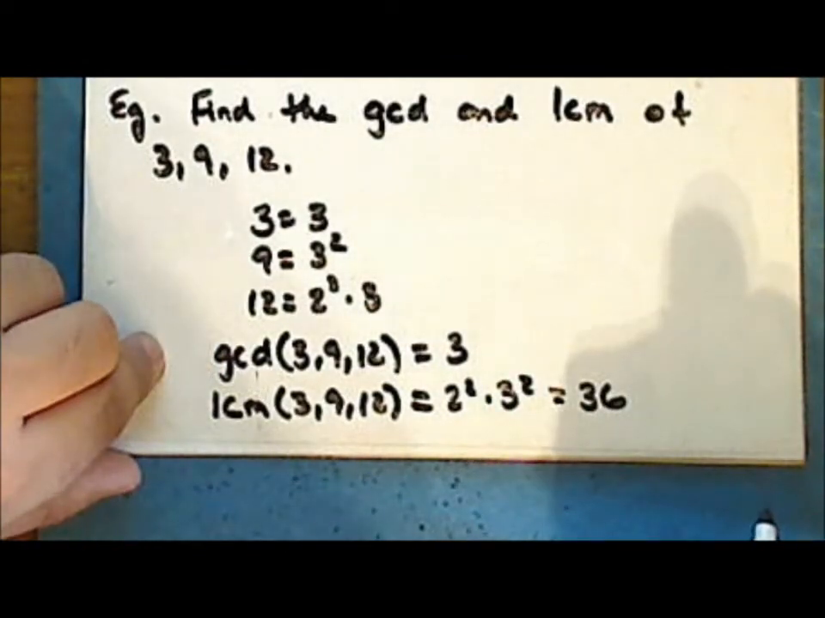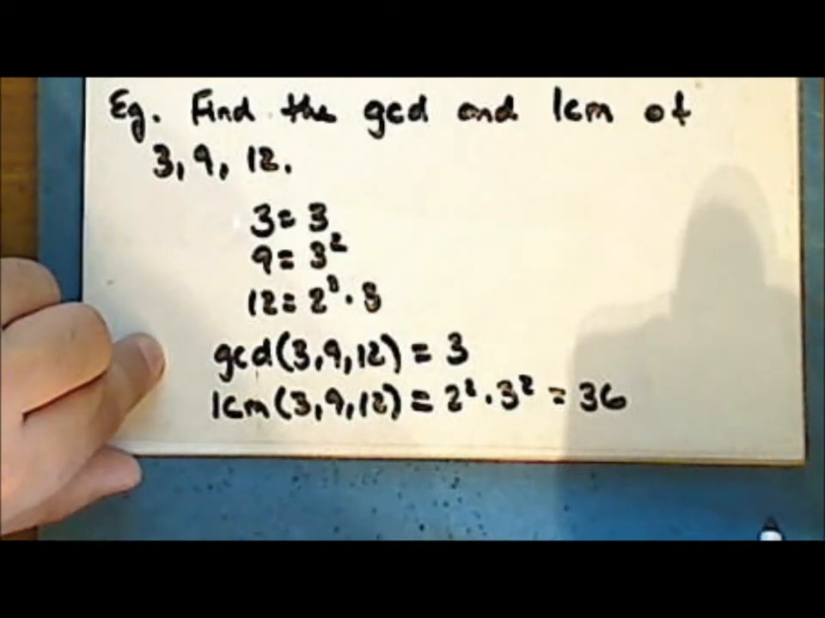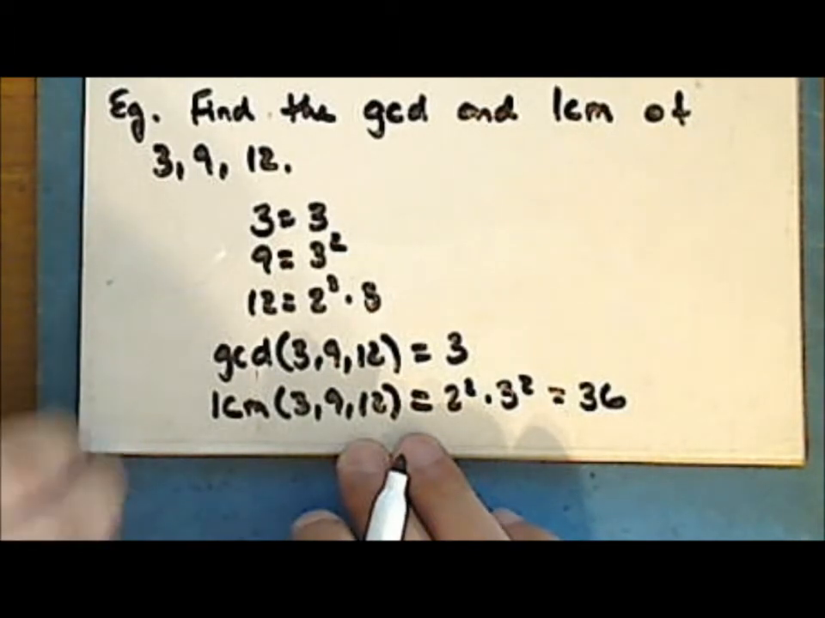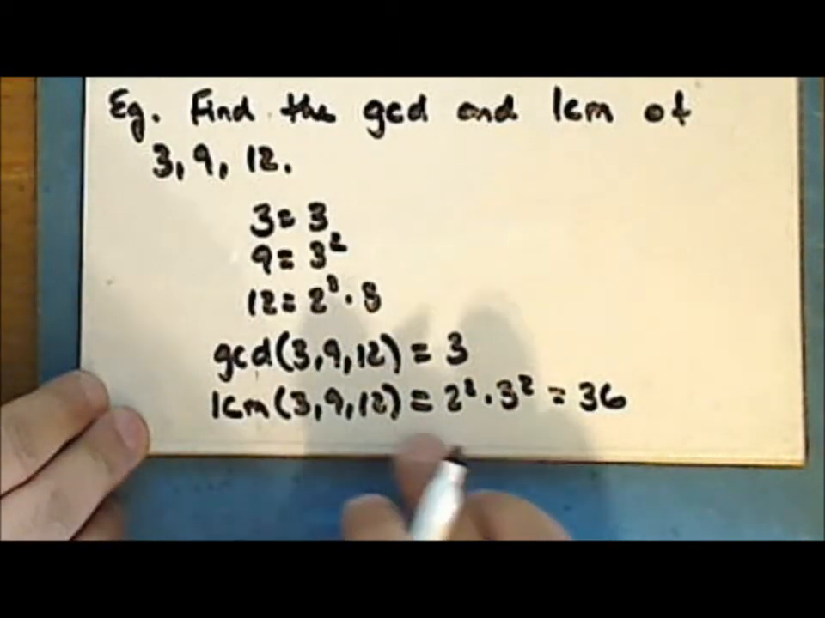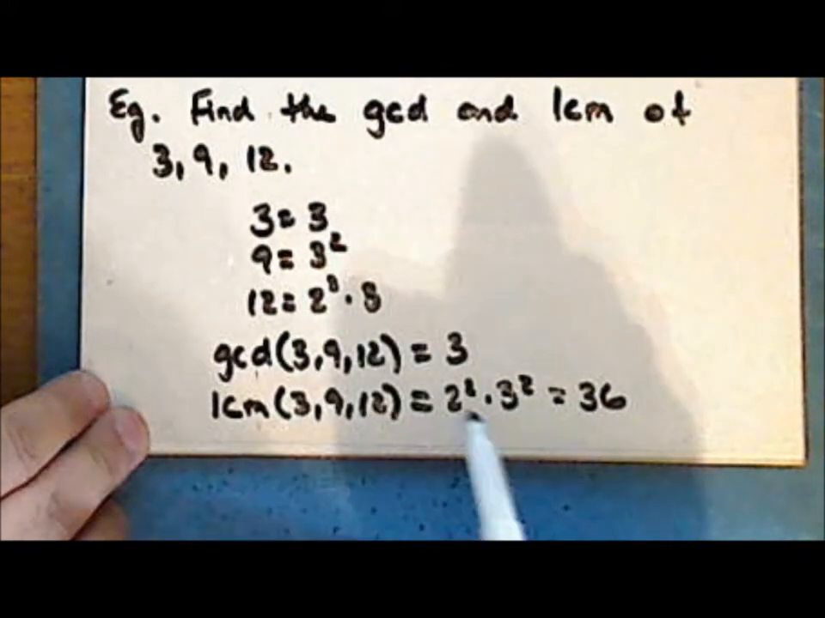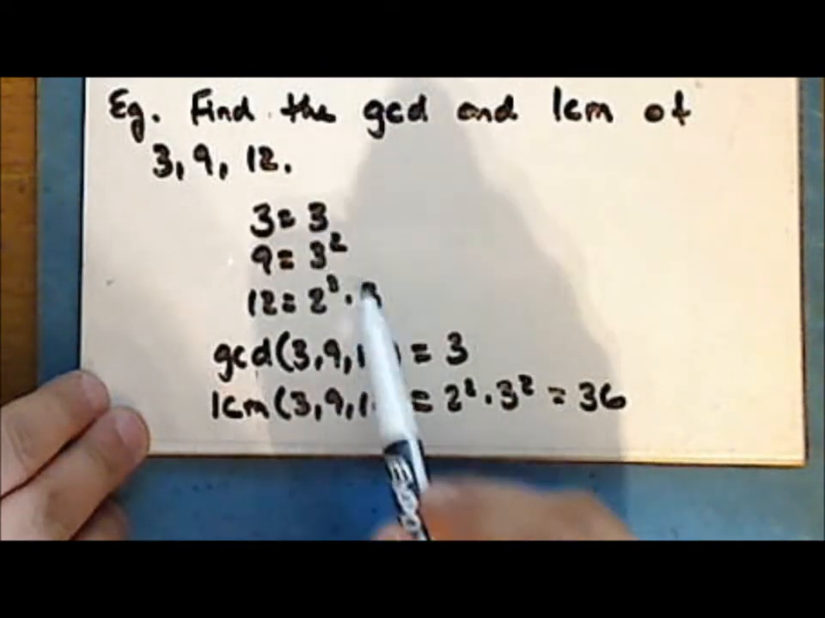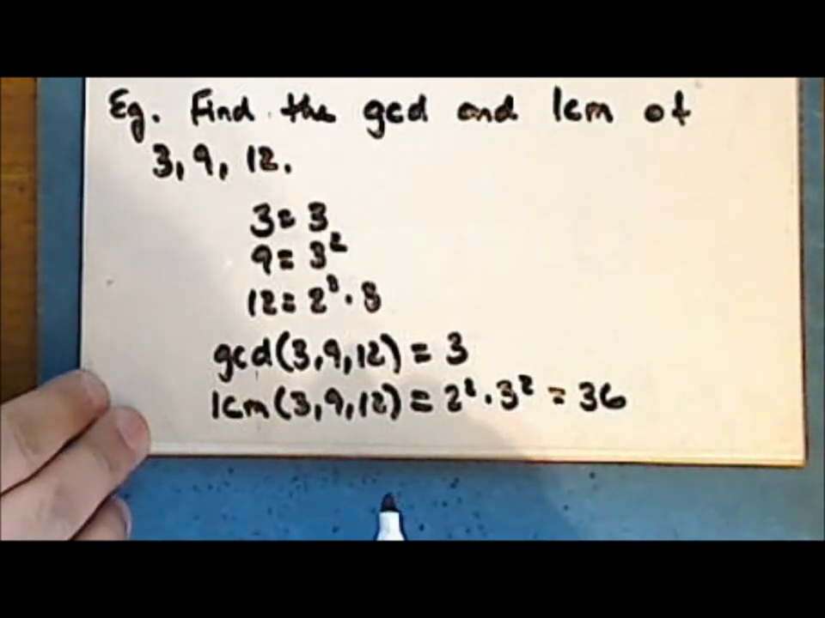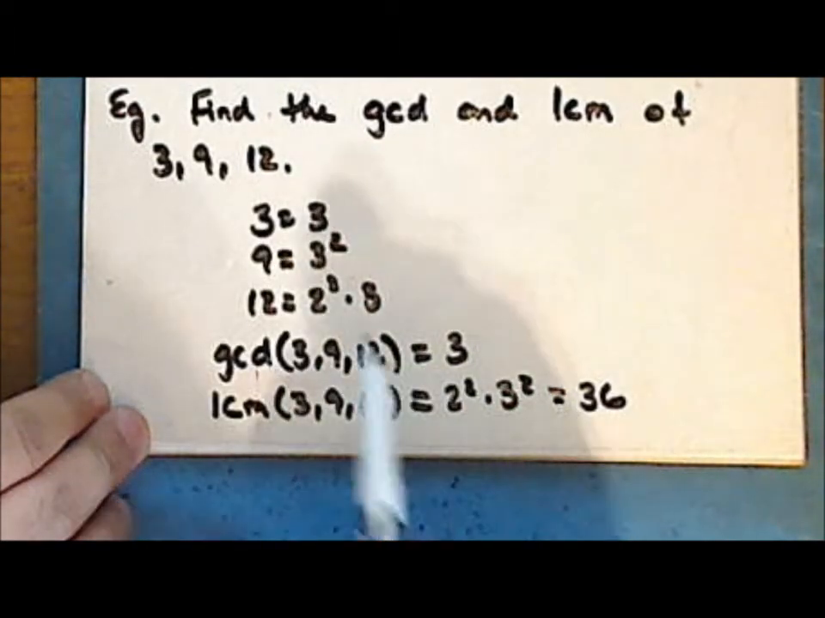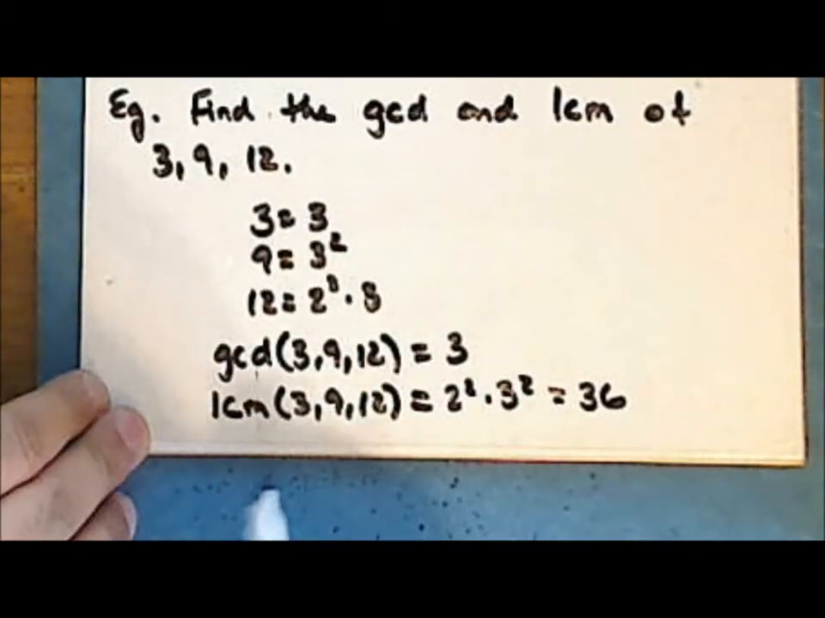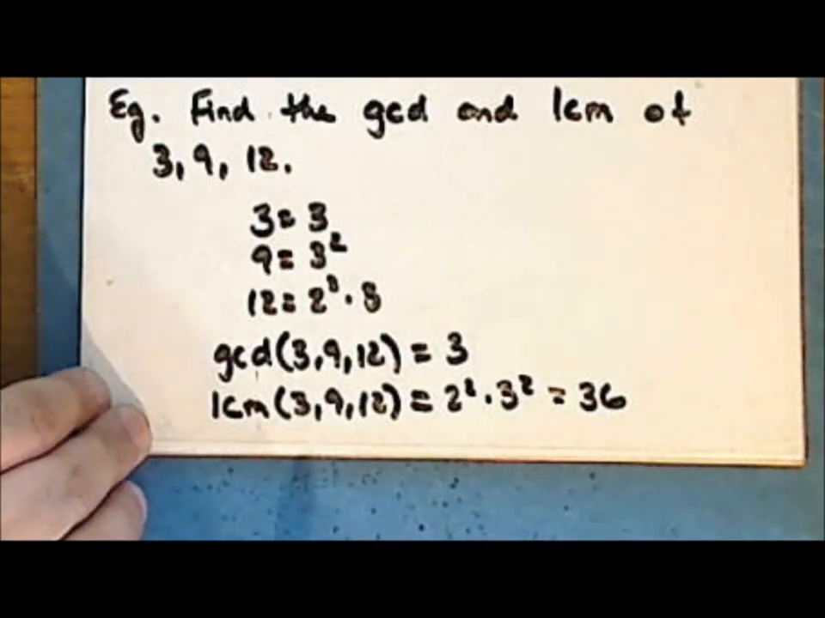So the greatest common divisor of 3, 9, and 12 is 3. That is the largest positive integer that divides all three numbers. And the least common multiple of 3, 9, and 12 is the smallest positive integer that is a multiple of each of these numbers. And again, it must include as its prime factors those that appear in the factorization of the three numbers. So it has to include the 2 squared, and it has to include the 3 squared. And so 36 is in fact a common multiple of 3, 9, and 12, and it is the smallest multiple of 3, 9, and 12.